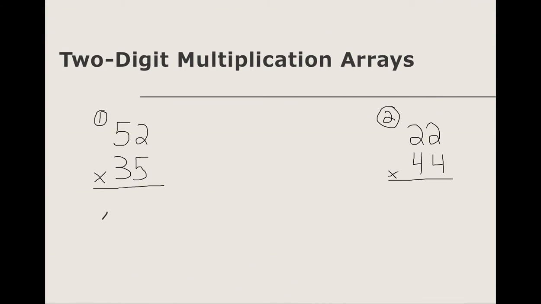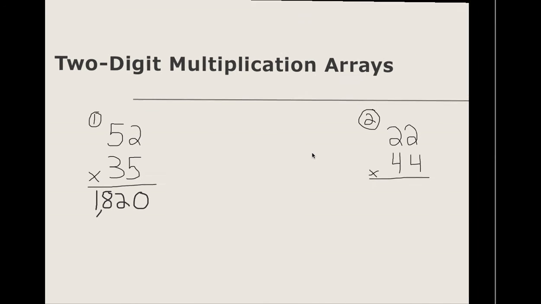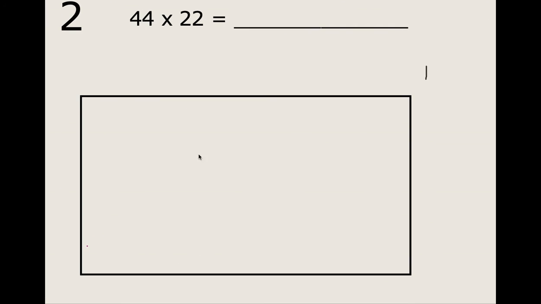So now I just want to put our 1,820 right here in the first slide I showed you with the two problems. Now we're going to move on to 22 times 44. Once again, we have our array right here, and we're going to put 44 right there and 22 on the other side, and then we're going to break these numbers up.